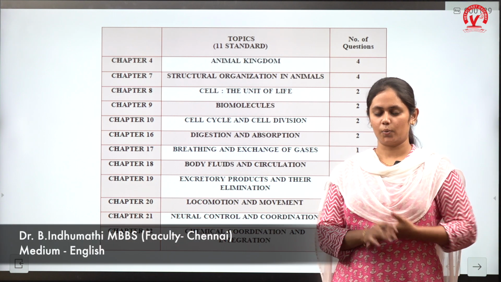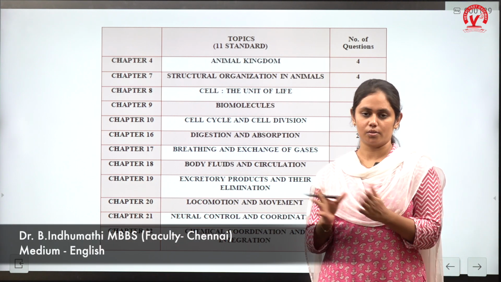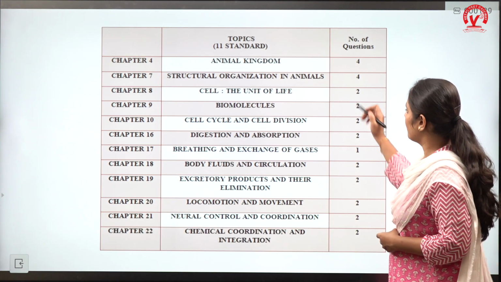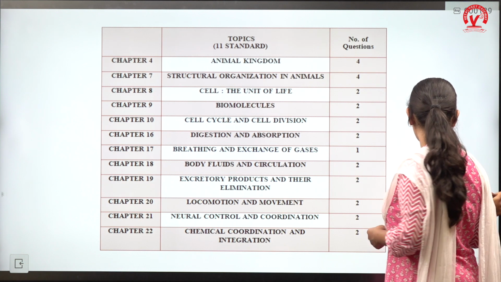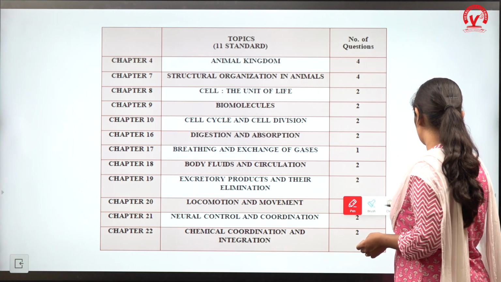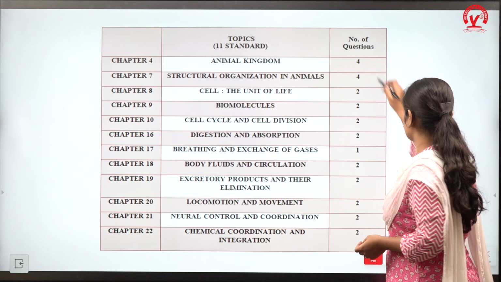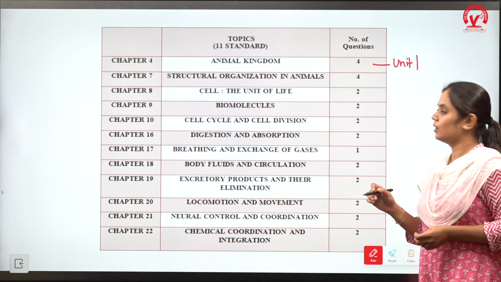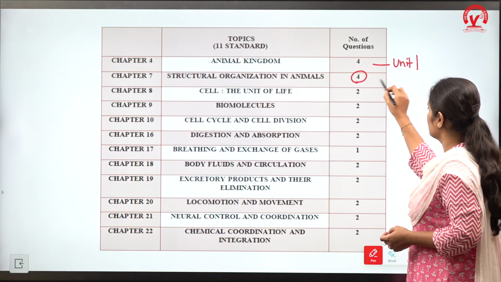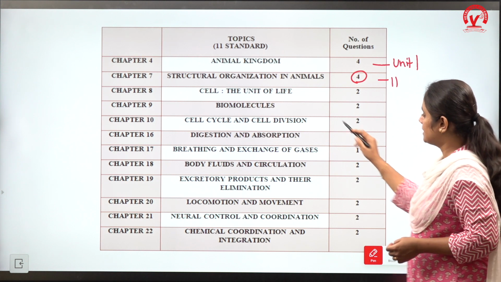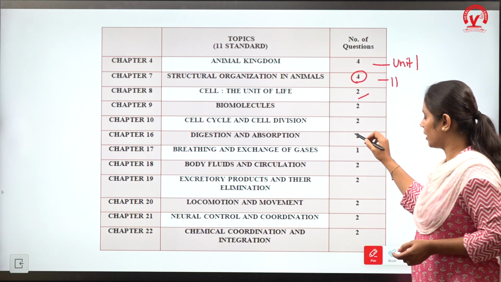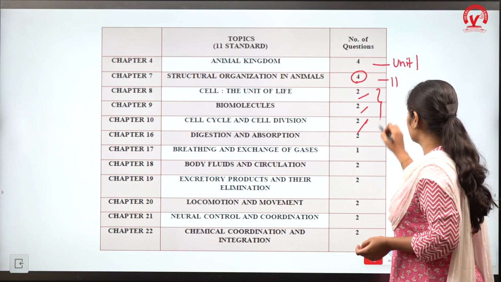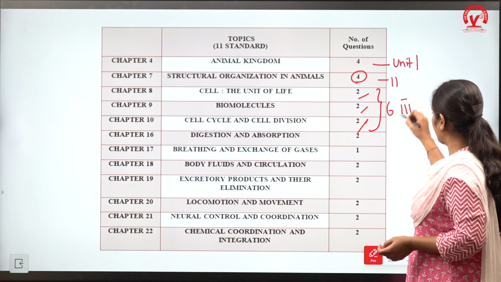Let's discuss the question weightage for zoology for NEET 2023. Here, from the 11th standard syllabus, they have asked 4 questions from animal kingdom. So from unit 1 they have asked 4 questions in zoology, and in structural organization in animals they have asked 4 questions. So from unit 2, 4 questions. From cell unit of life 2 questions, biomolecules 2 questions, and cell cycle and cell division 2 questions. So overall 6 questions from the 3rd unit.